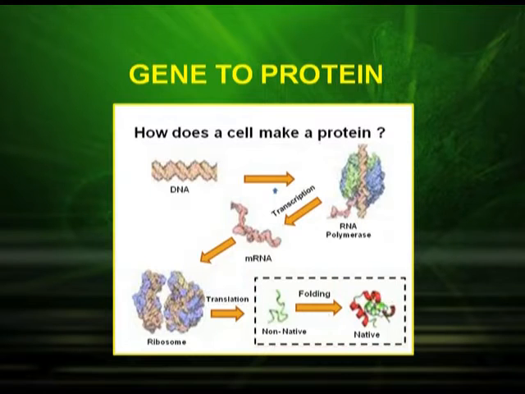So, now we have a concept of how we go from gene to protein. This diagram shows how a cell makes a protein. All you have studied from replication to transcription to translation: the DNA forms the RNA with the help of RNA polymerase, and ultimately it forms a protein with amino acids as the building blocks.